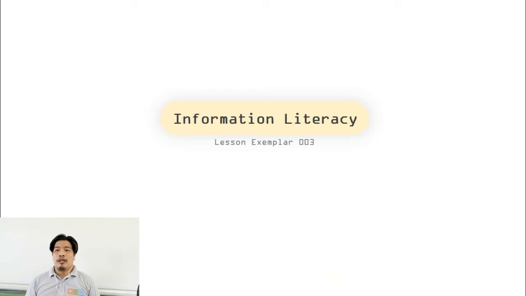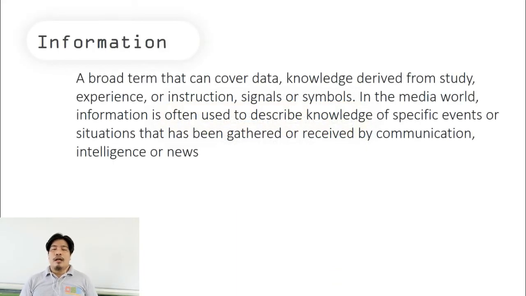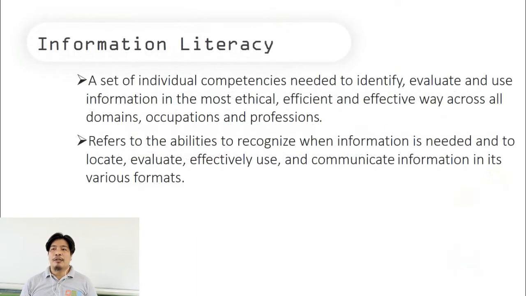Our third topic for this subject is all about information literacy. From the first lesson, information was defined as processed data, knowledge derived from study, or instructions through signals and symbols. It was further elaborated on the second topic, where we studied the evolution of media and how we ended up in the information age. Now, in this lesson, we will discuss and explain the skills needed to be an information literate individual. We will also discuss the stages and the elements for information literacy and also the ethical use of information. Before we start, let us first define what actually is information literacy.